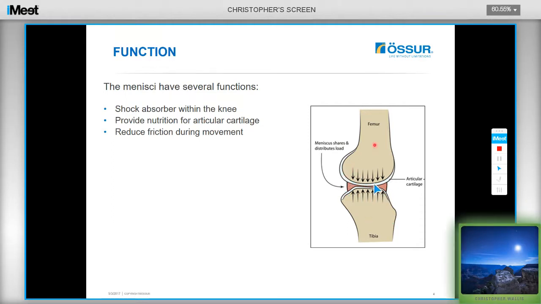Another important function that continues on with that sponge analogy is the ability of the menisci to provide nutrition for the articular cartilage. So if you imagine that this sponge has also got fluid within it, as axial load is applied to it, that fluid will be expelled from the structure. And that fluid in this case, in the menisci's case, provides nutrition for the articular cartilage and can assist with joint lubrication. Conversely, once the load is removed, that water or moisture can get reabsorbed by the sponge. So that's a couple of the functions of the menisci.